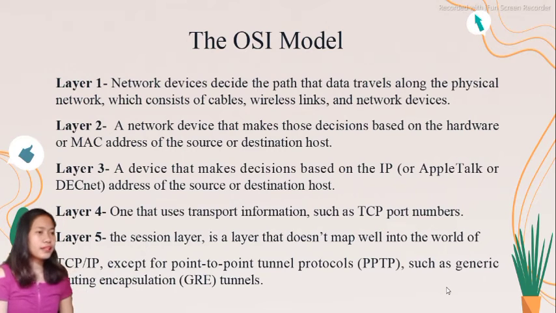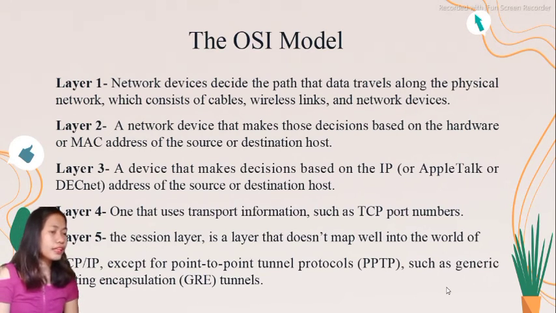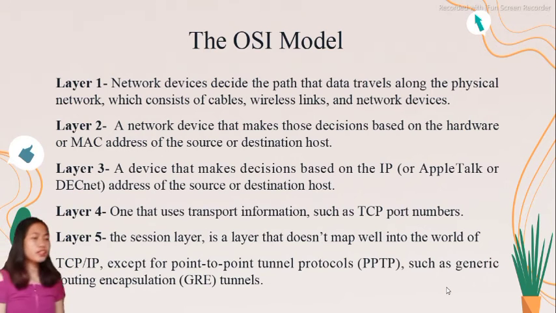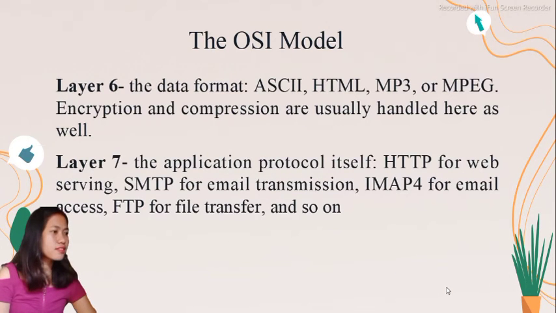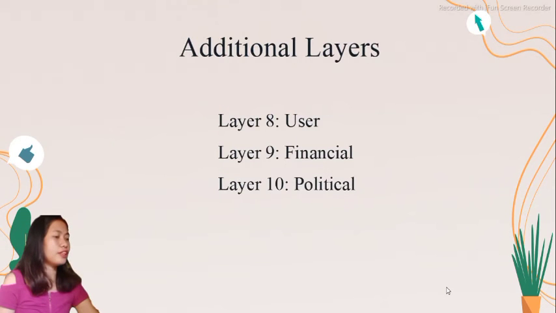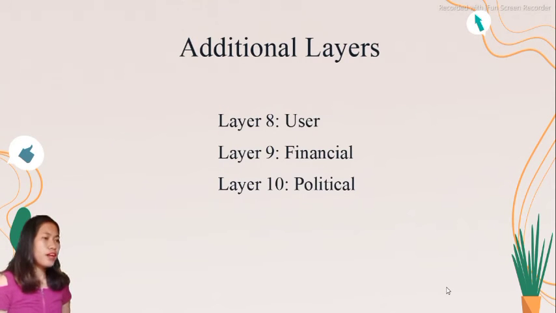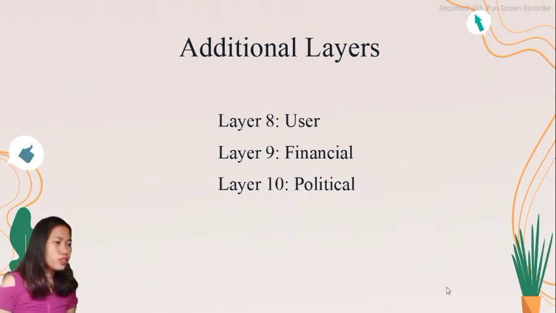The OSI model. Alam naman natin yung layer 1 is the physical layer, then layer 2 the data link layer, layer 3 ay network, and then layer 4 the transport layer, layer 5 the session layer, and then layer 6 the presentation layer, then layer 7 ay the application layer. We have additional layers: the user, financial, and the political.